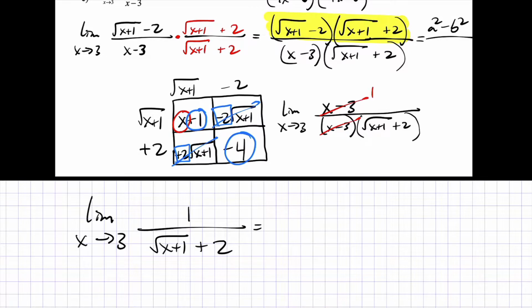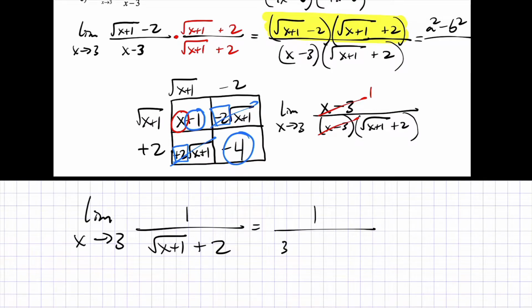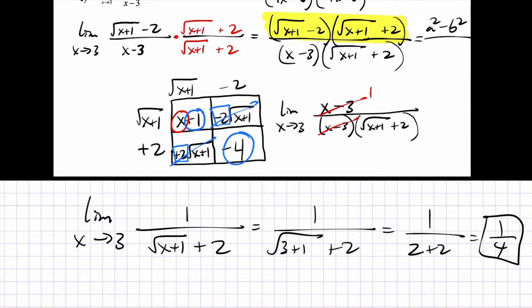Plug and chug. Do I get an answer when I plug it in? Let's see. 3 plus 1 square root plus 2. Square root of 4 is 2, plus 2, 1/4. Yep. Anytime you do these types of problems, you'll almost always get a fraction as an answer. So if it's a multiple choice question, 2 of them might be fractions, 2 might not be, so you can cross those out and just focus on the fraction parts.